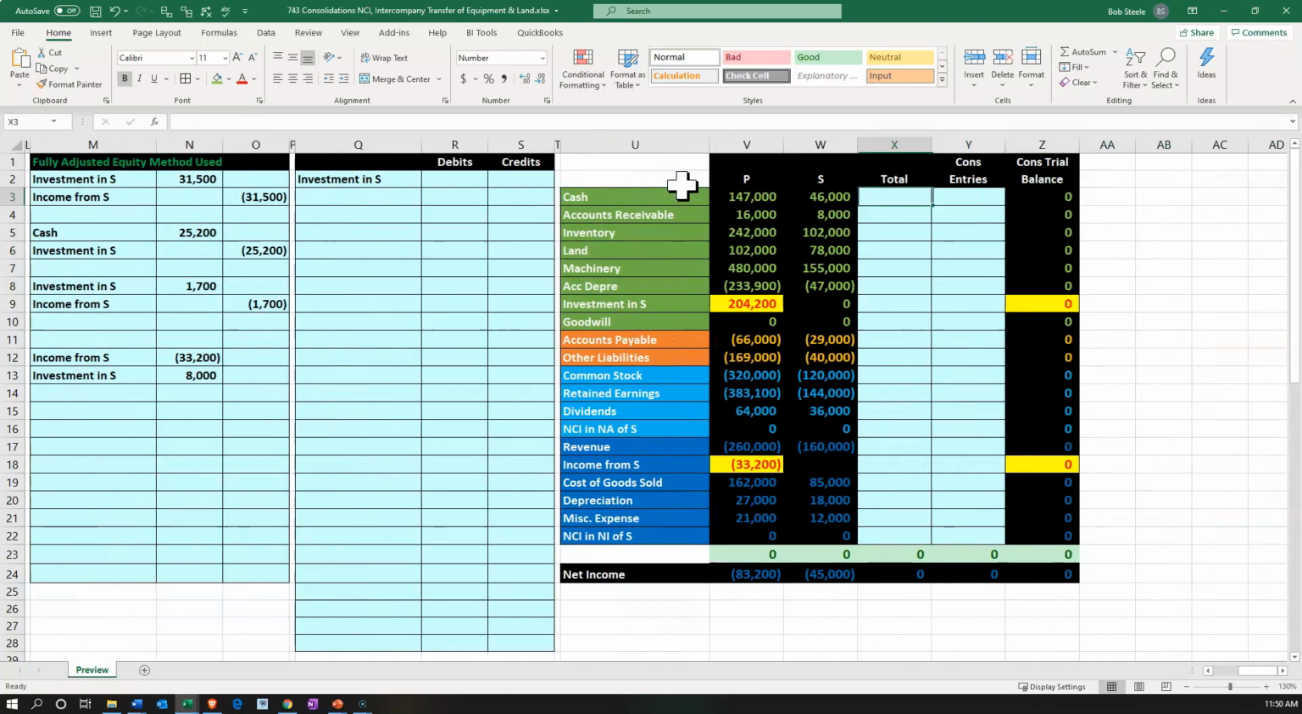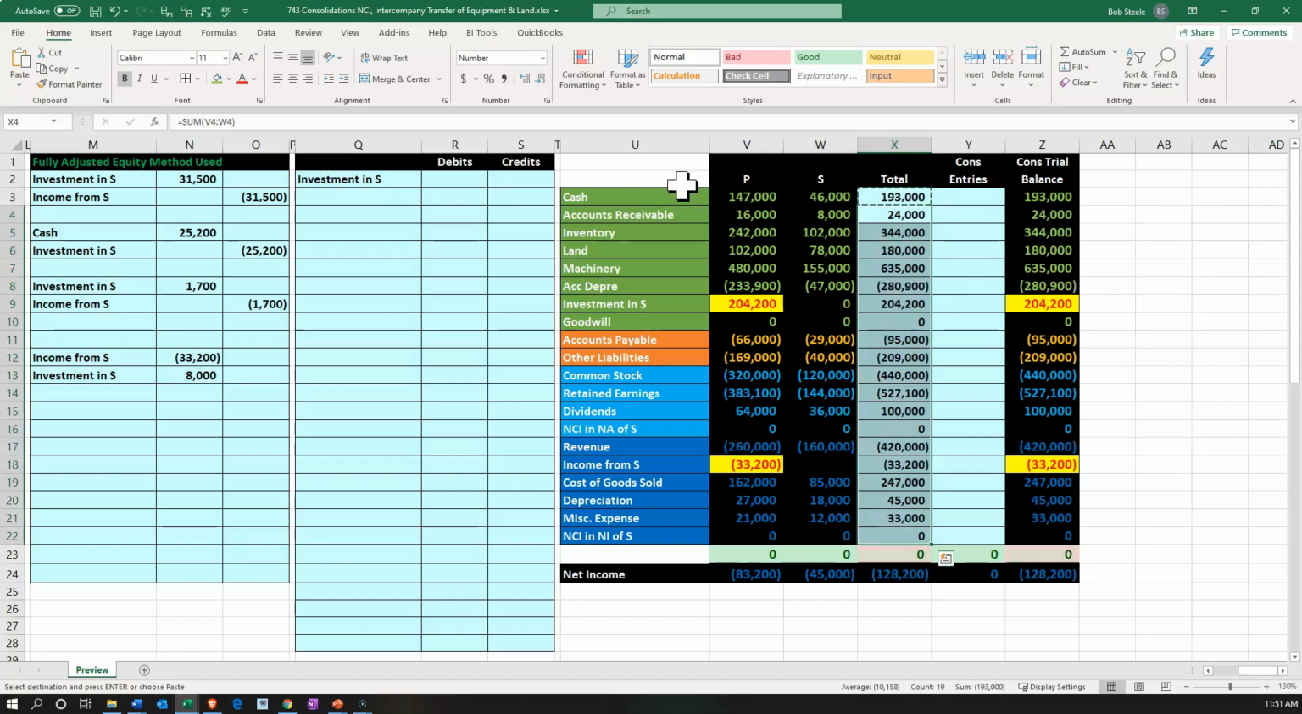Let's go ahead and sum this up first. This is P's trial balance. This is S's trial balance. We'll start off by adding them together. We add them together. This is the same process in prior problems. So we add that up. We're going to say copy, paste. We're going to add them up. That's our starting point. Then we need to do our elimination entries.